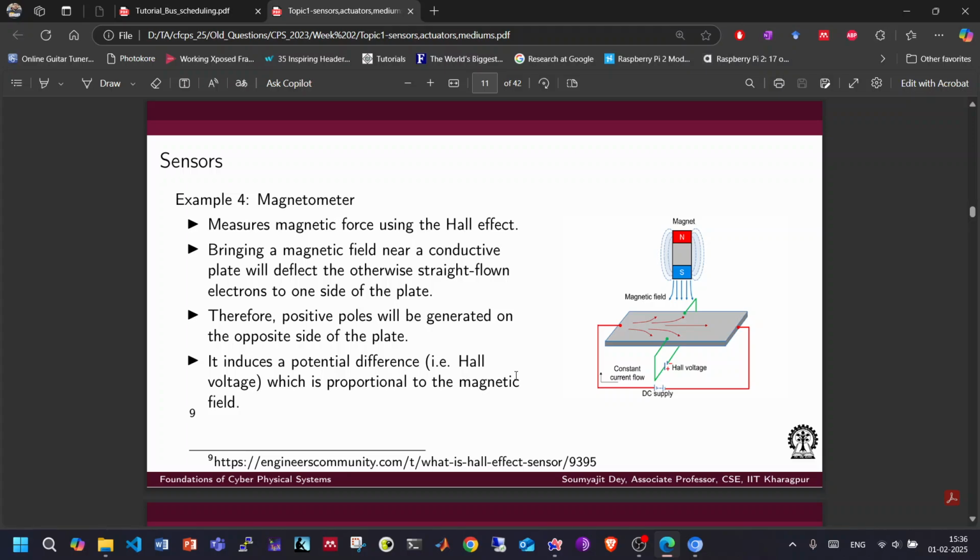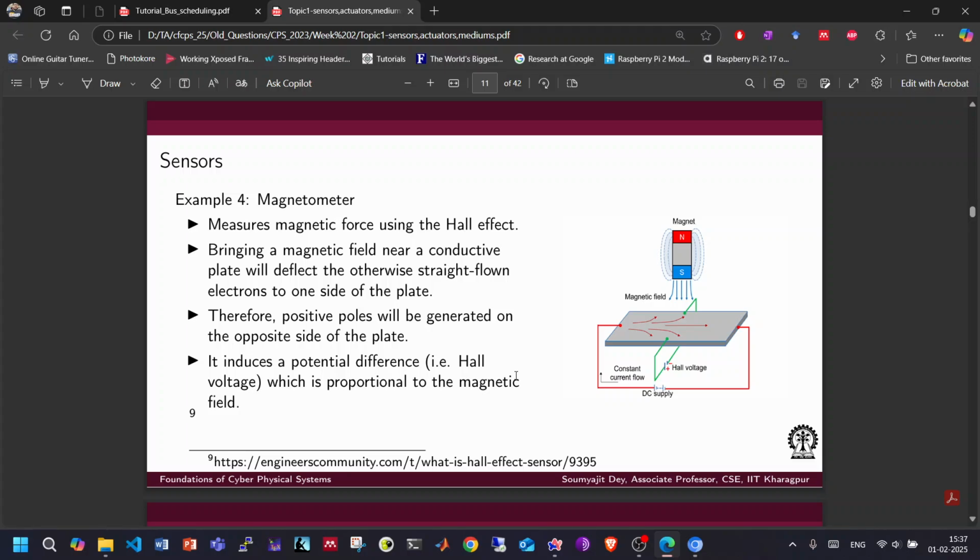In these sensors, based on the amount of change in the current or the magnetic field, we can measure what the change is. The change in the magnetic field will obviously cause a change in the electricity passing through the material, and by measuring this we can understand.